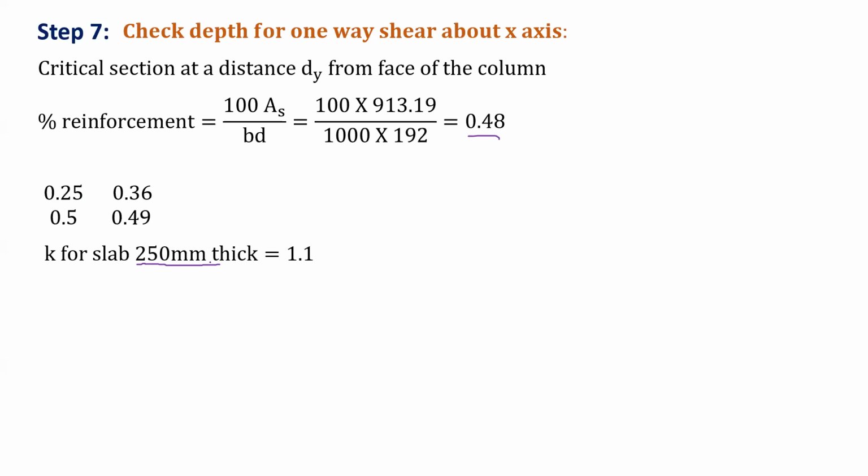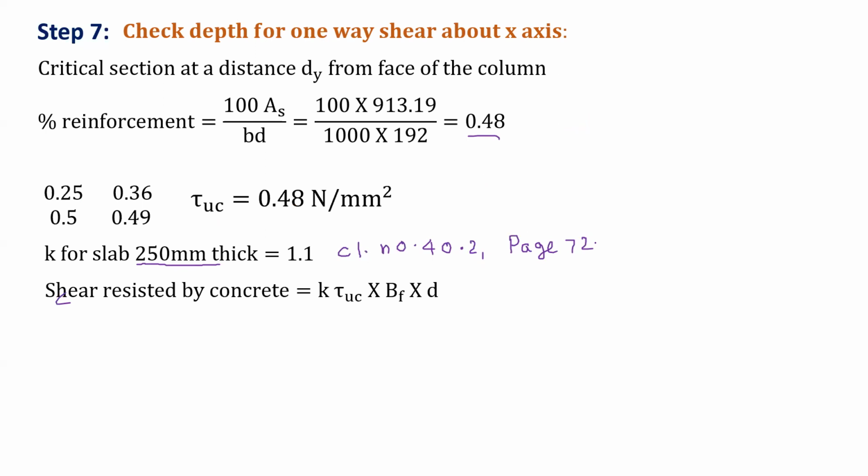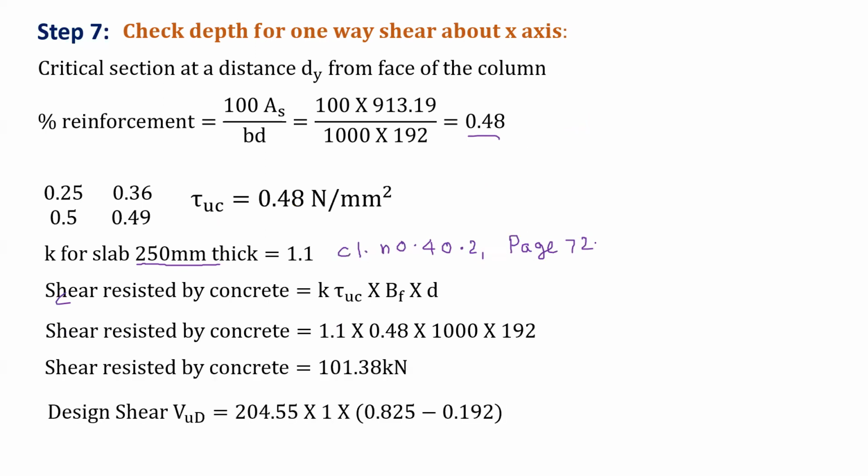So yes, clause 40.2, this is for shear, and therefore we have not used it in our regular slabs. So we have the table in clause number 40.2, and the page number is 72. And there we have these values. For this we will get the value tau UC 0.48. So shear resisted by concrete is K tau UC B into D, and from this we will get shear resisted by concrete 101.38 kilonewtons.